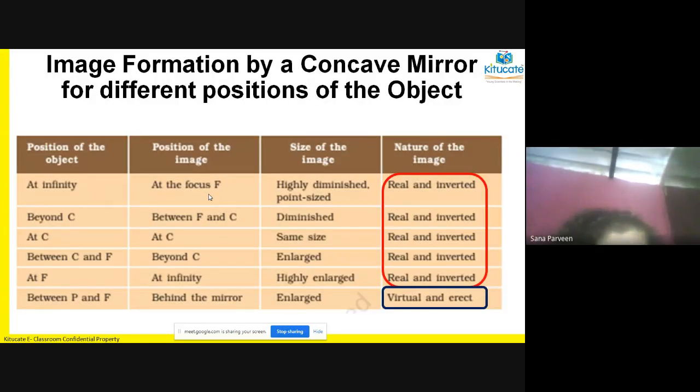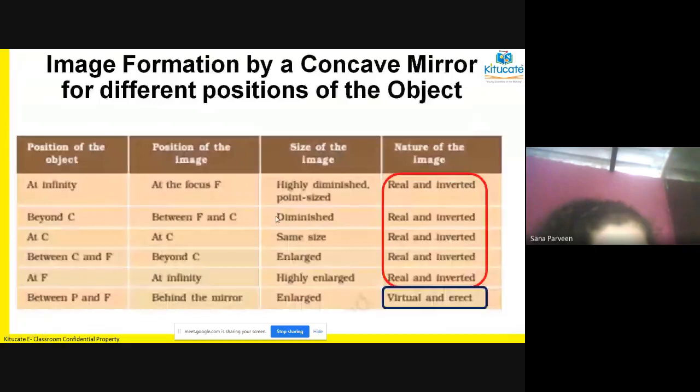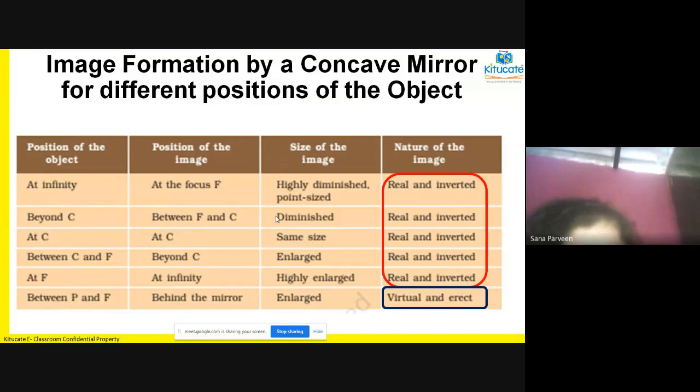And these are certain points: at infinity, beyond C, at C. What is C? At infinity means I've placed the object very, very far away, somewhere in space, very far away. That is called at infinity. The second one is beyond C, which means the actual position we are considering. Then at C, between C and F, at F.